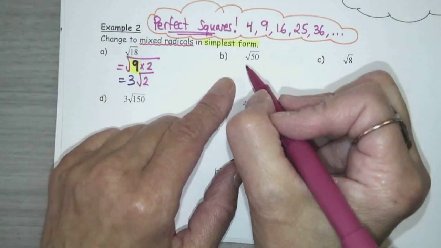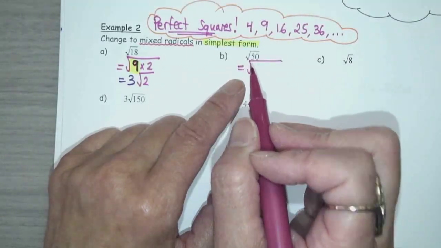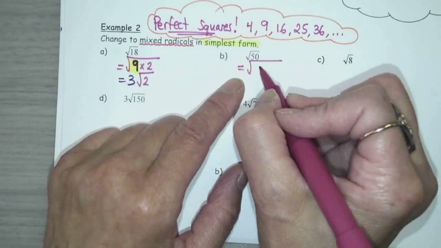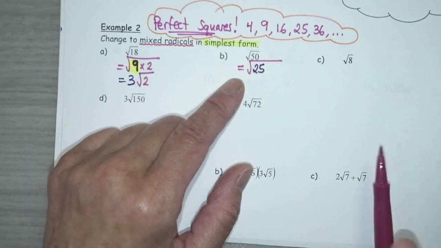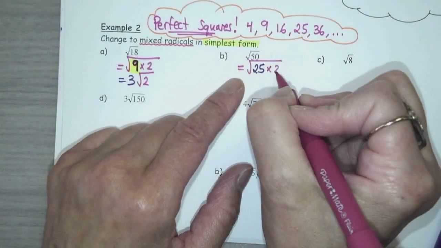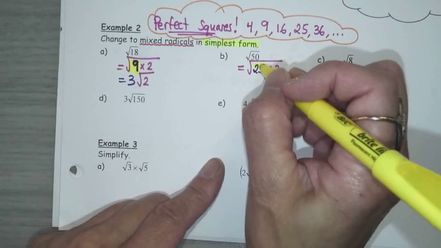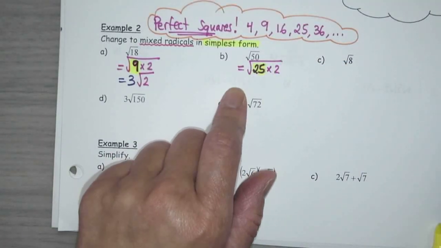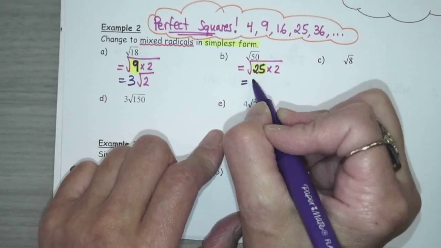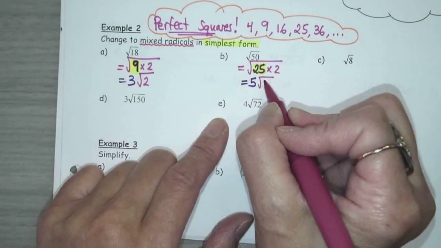So we're going to say, what's a perfect square that divides into 50? 25. Does that make sense? So I look for the 25 times 2. The 25 is a perfect square, right? So when I take that out and I square root the 25, I get 5. And please leave the leftover 2 inside.